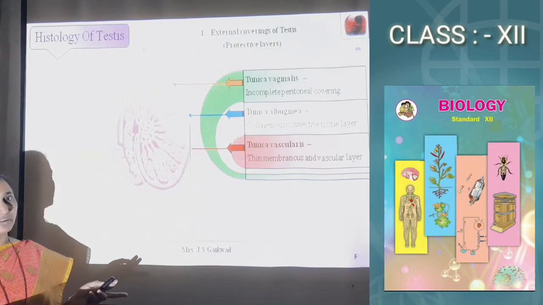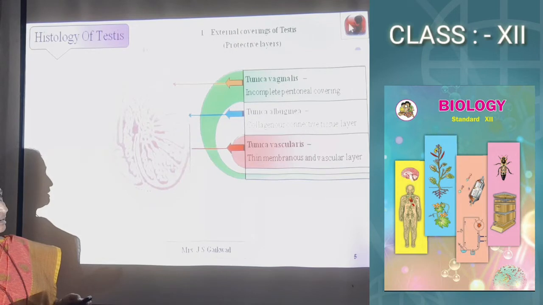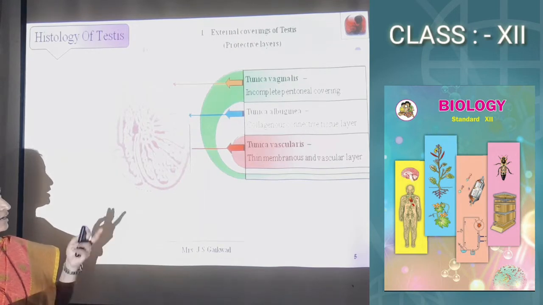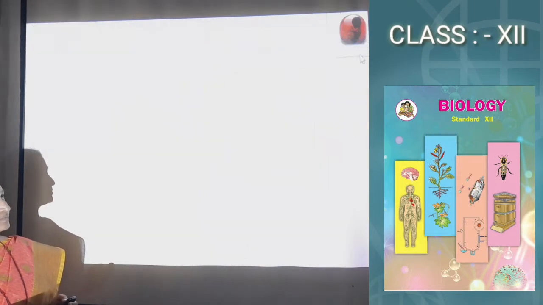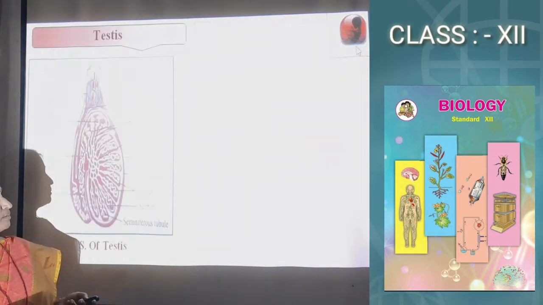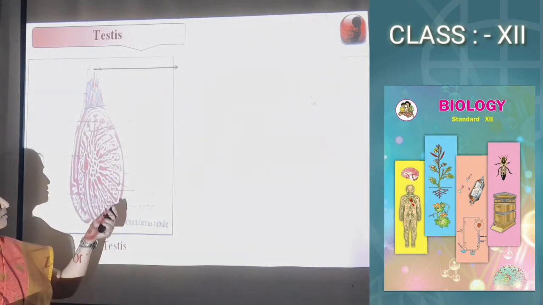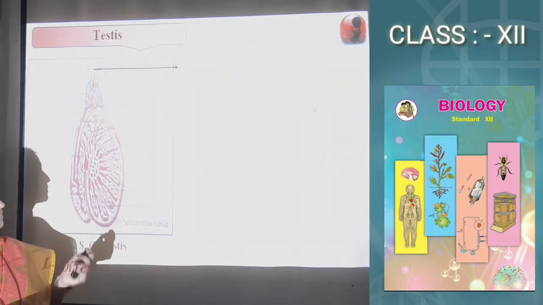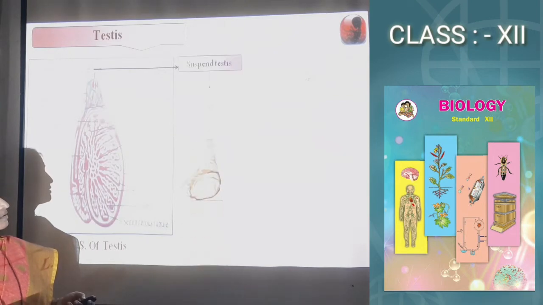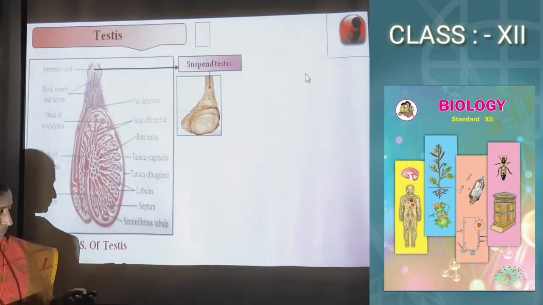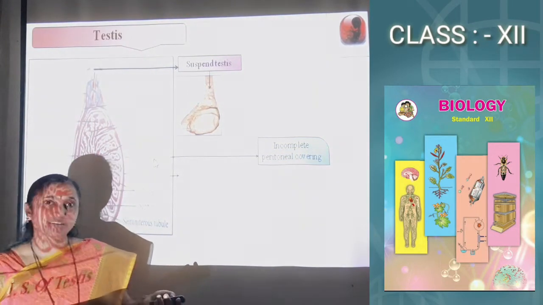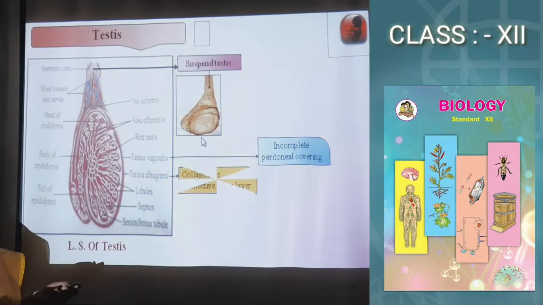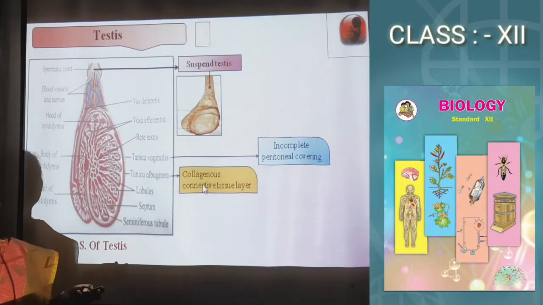Already we studied in the previous lecture, part 2, that is male reproductive, in which we learned about these layers, also the internal part of the testes, that is testicular lobules. See here, previous lecture, part 2, this is the structure of the testes. Here, which is suspended in the scrotum, incomplete peritoneal covering, tunica vaginalis. Tunica albuginea, collagenous connective tissue layer.